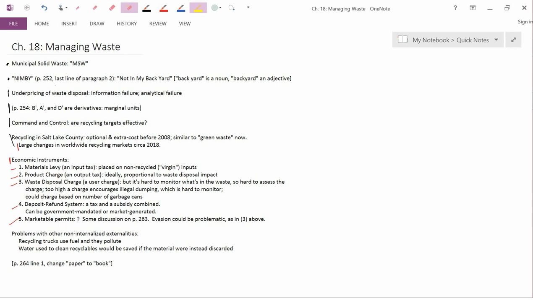Again, with municipal solid waste, there's always the problem of illegal dumping. You don't want to encourage people to say, well, I don't have enough permits, so I'm just going to drive out to the countryside and dump this oil illegally, so I don't have to pay for it, or I don't have to buy more permits. So, as I say here, evasion could be problematic, just as in point three above. Evasion can be problematic not just for marketable permits, but for any kind of municipal solid waste regulation. But I do think marketable permits just haven't caught on in terms of municipal solid waste.